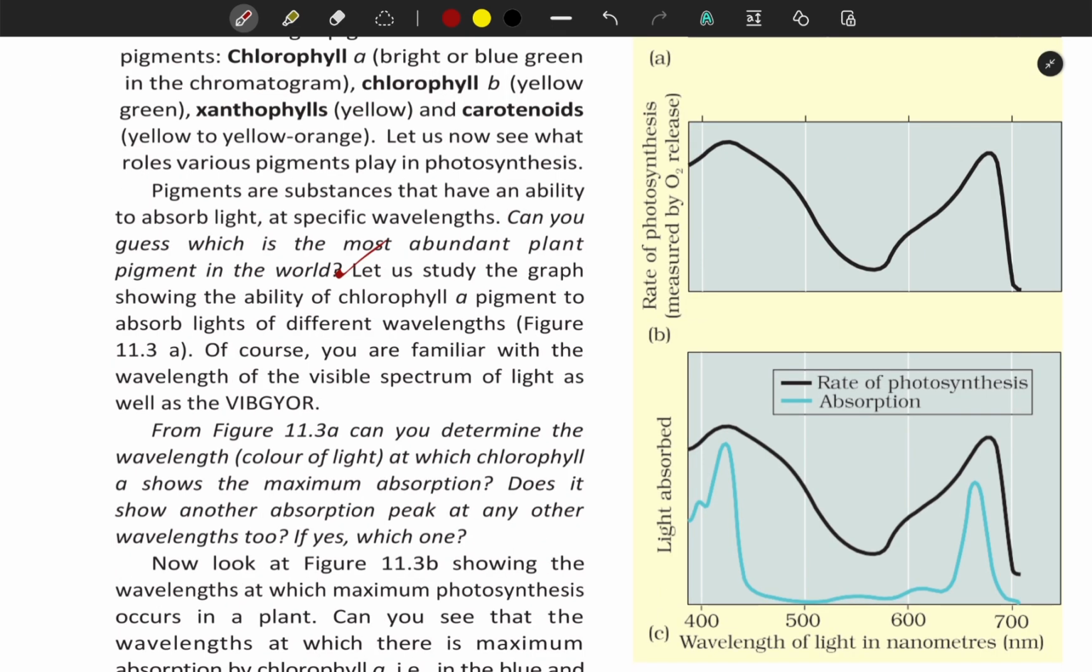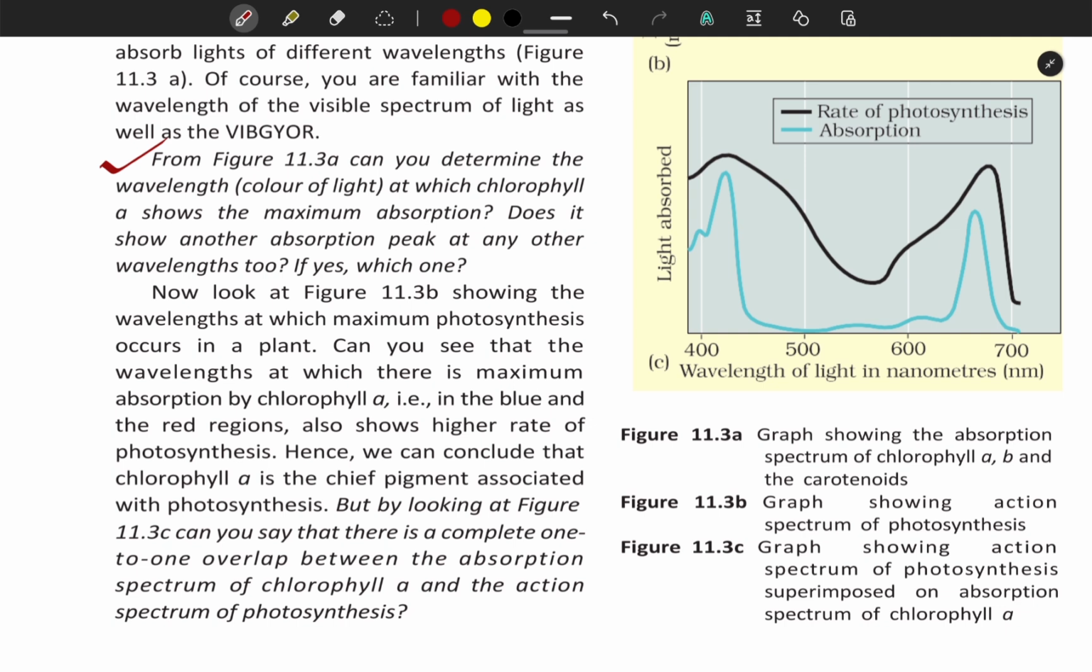Let us study the graph showing the ability of chlorophyll a pigment to absorb light of different wavelengths, shown in figure 11.3a. Of course, you are familiar with the wavelengths of the visible spectrum of light as well as VIBGYOR. From figure 11.3a, can you determine the wavelength, that is the color of light, at which chlorophyll a shows the maximum absorption? Does it show another absorption peak at any other wavelength too? If yes, which one? Now look at figure 11.3b showing the wavelengths at which maximum photosynthesis occurs in a plant.